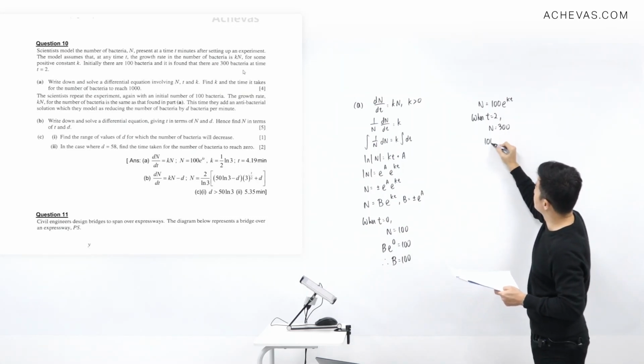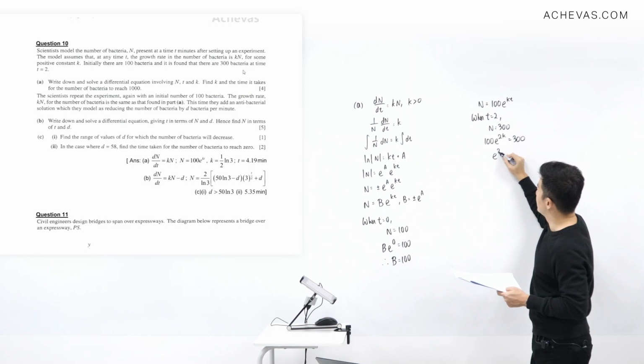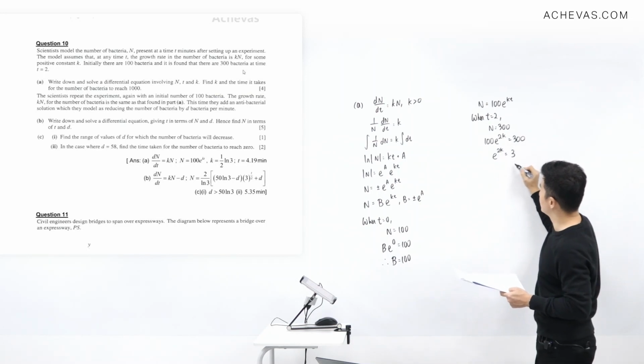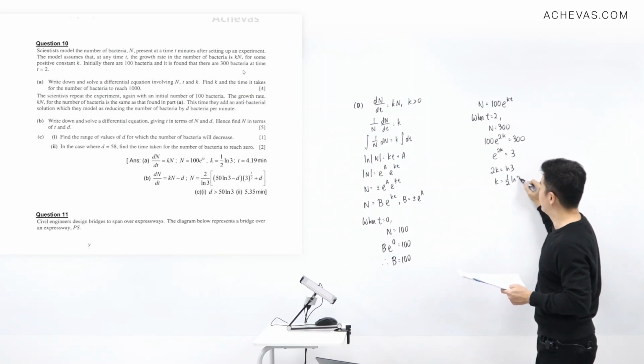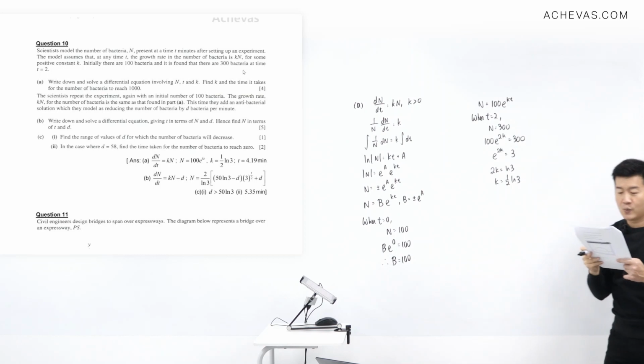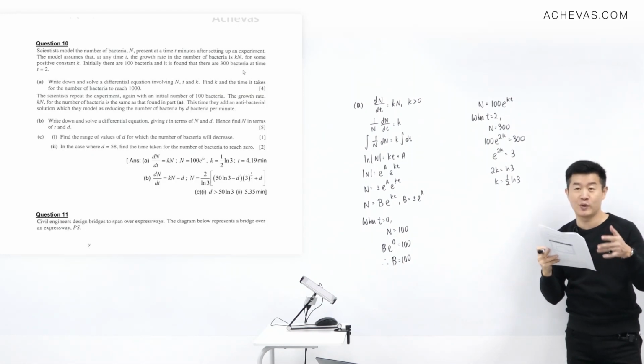So 100 e to the power of 2k is equal to 300, means e to the power of 2k is going to be equal to 3. 2k is equal to ln 3. So k is now solved to be half of ln 3. Are we supposed to end here? We are supposed to continue. We are supposed to find the time that it takes for the number of bacteria, n, to reach 1,000.